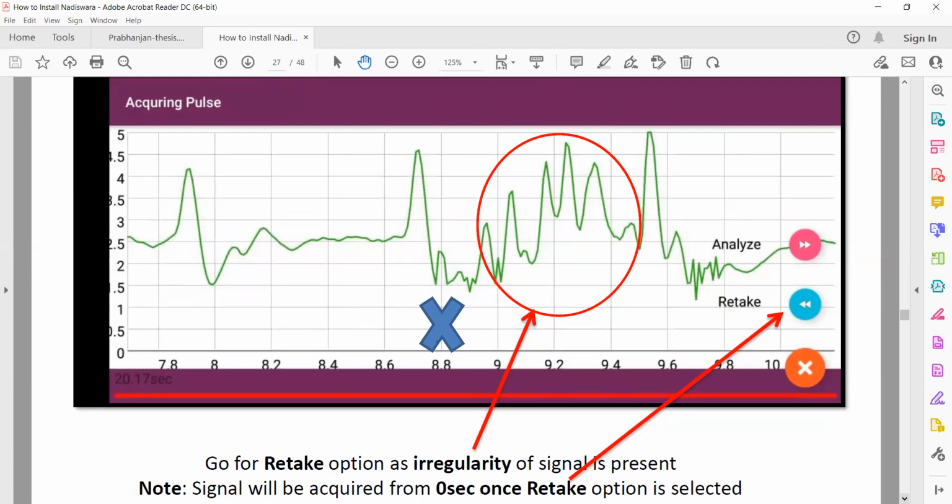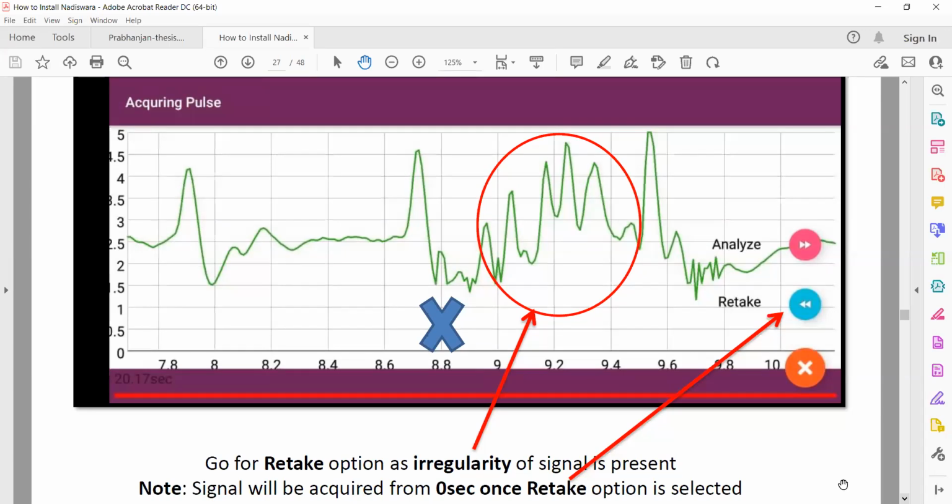the rhythmic pattern should be followed. So here you can see that while taking the nadi, the sensor is emitting disturbance. They have shaken the sensor, so the signal is changing.